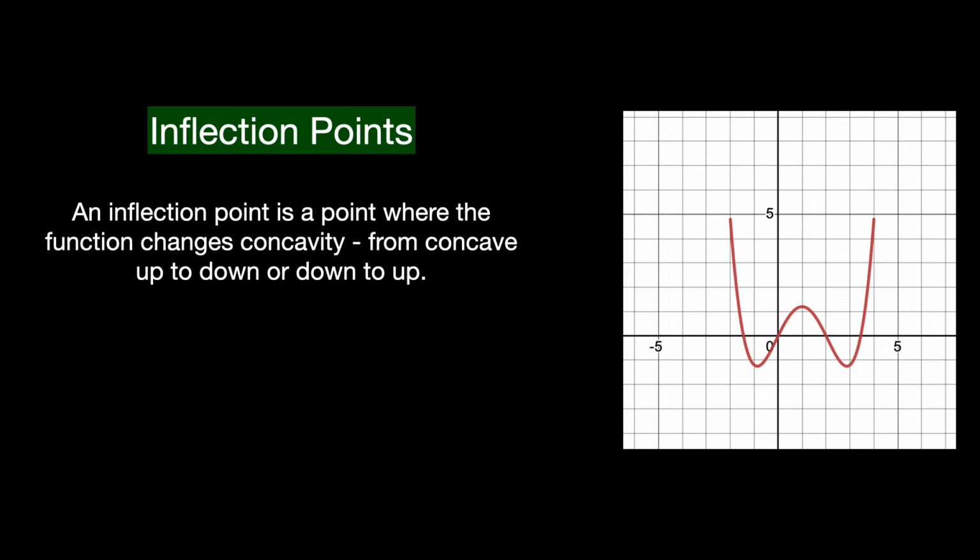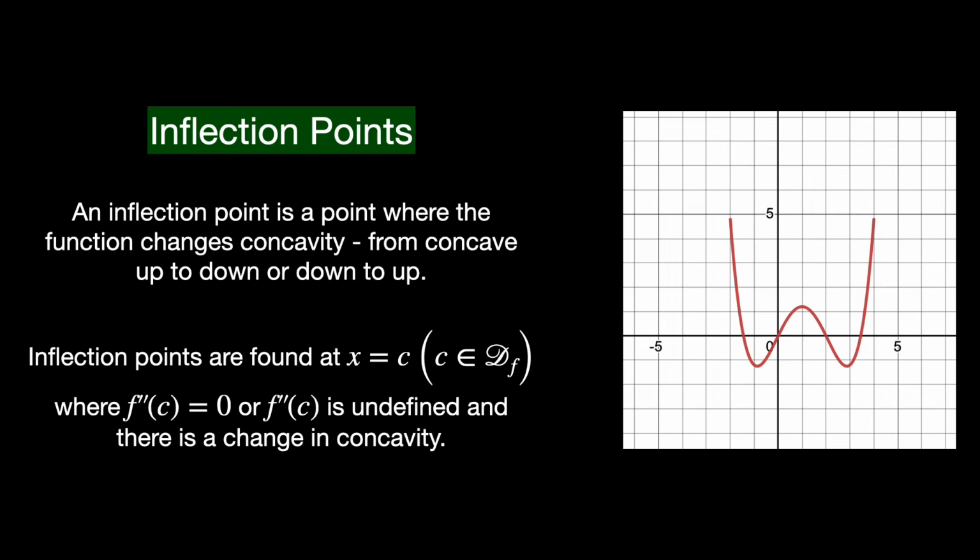Now let's look at some points where functions might change from concave up to concave down. We say an inflection point is where the function changes concavity. Namely, it is changing from concave up to concave down. These are values x equals c in the domain of the function where the second derivative is equal to 0 or undefined, and there's a change in concavity.